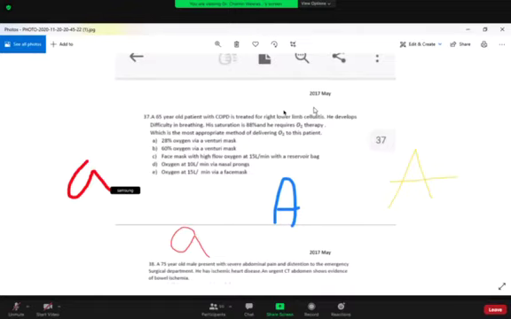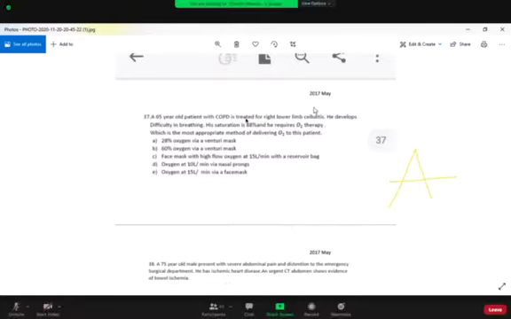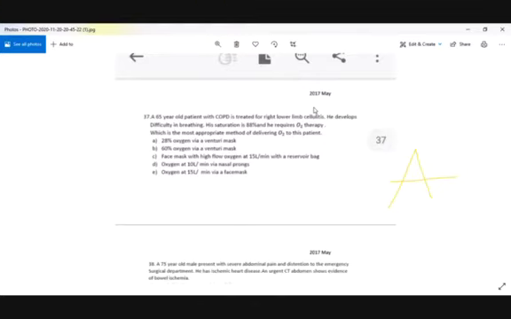Obviously in COPD we need to give oxygen, but should we give it at 28%? Let's say the saturation is 88. What would be the saturation target that you would aim for? 88 to 92, you all know that, don't you? I hope you all know that.